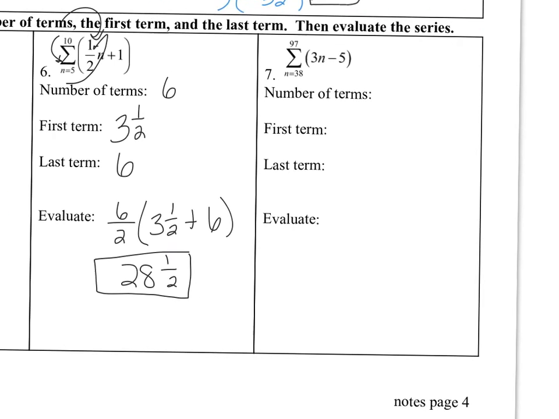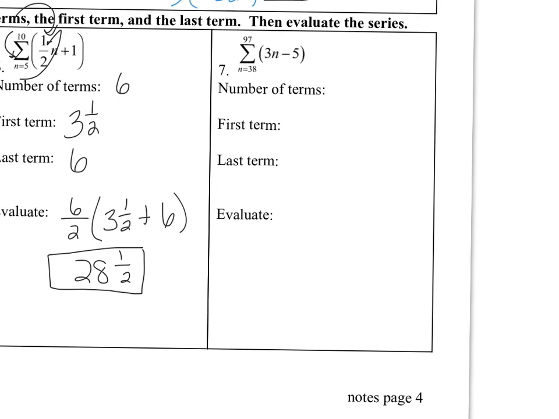And then number 7, the number of terms is 97 minus 38 plus 1. So there are 60 terms. And then the first term, I'm going to plug in 38. So 3 times 38 minus 5 is 109. And the last term, plug in your upper limit. So 97 times 3 minus 5 is 286.